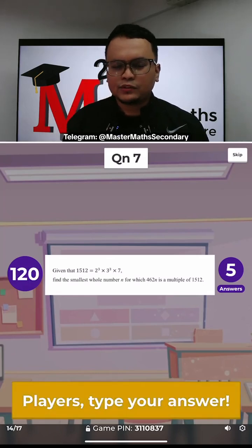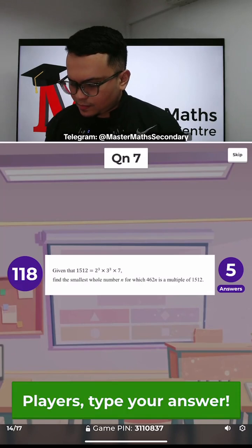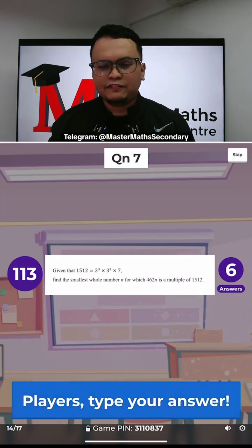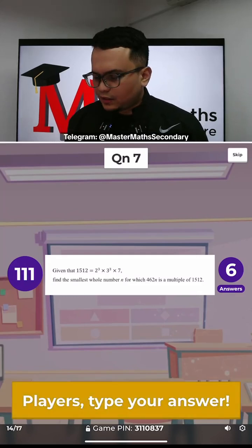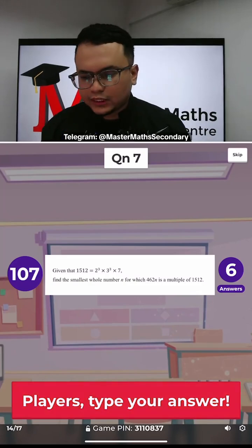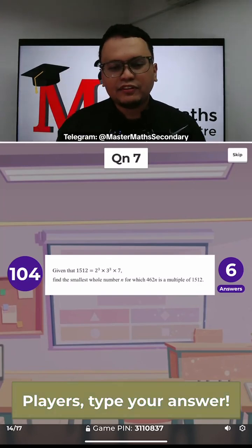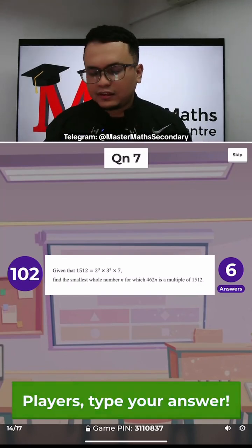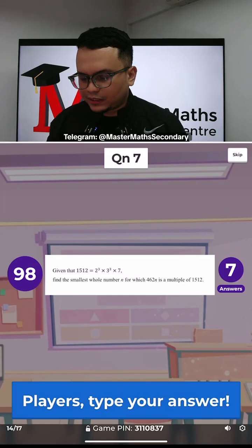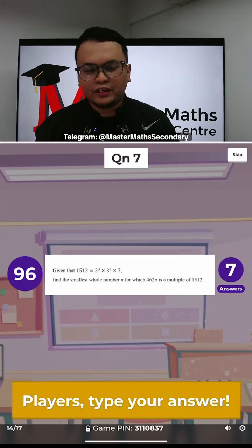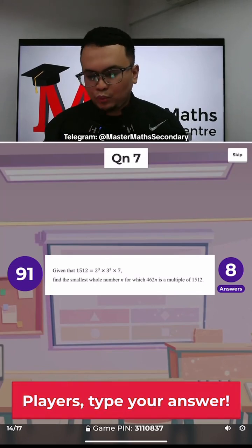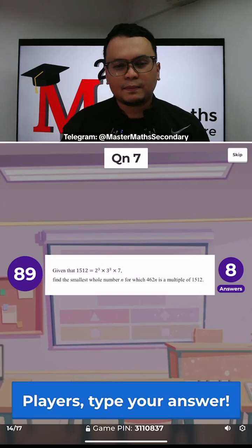Okay, 2 more minutes to go. Okay, maybe I give you a hint, guys. For it to be a multiple of 1512, you must have the factors of 1512 inside 462n. So for this number to be a multiple of 1512, the factors of 1512 must be within your 462n.